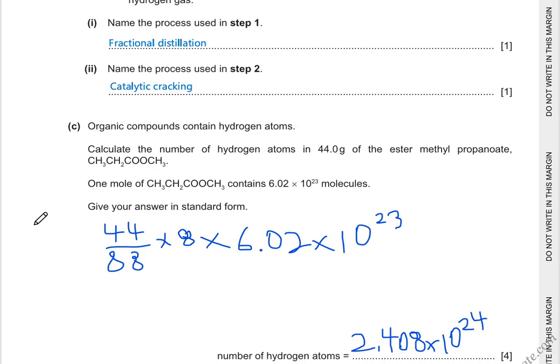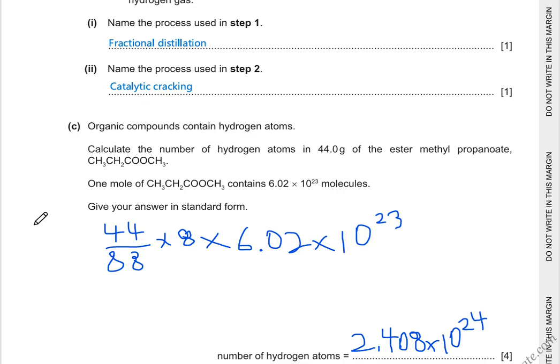Organic compounds contain hydrogen atoms. Calculate the number of hydrogen atoms in 44 grams of the ester methylpropanoate, CH3CH2COOCH3. 1 mole of CH3CH2COOCH3 contains 6.02 times 10 to the power of 23 molecules. Give your answer in standard form.